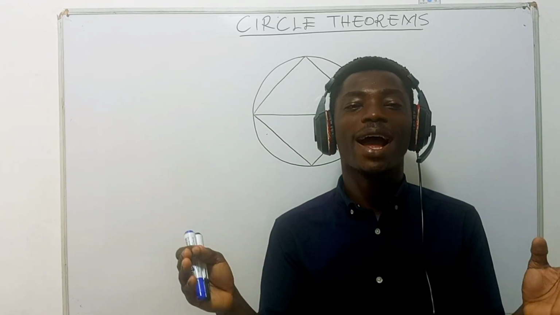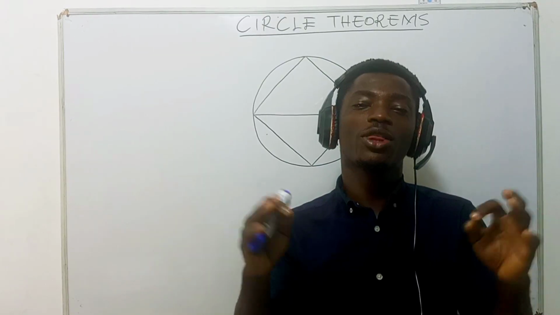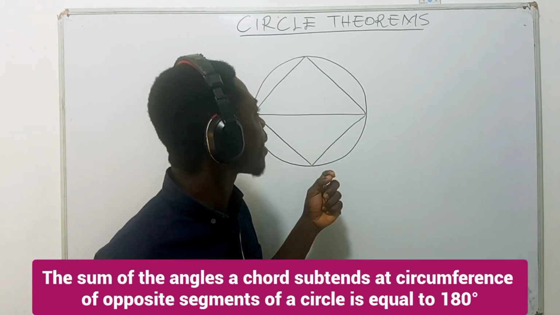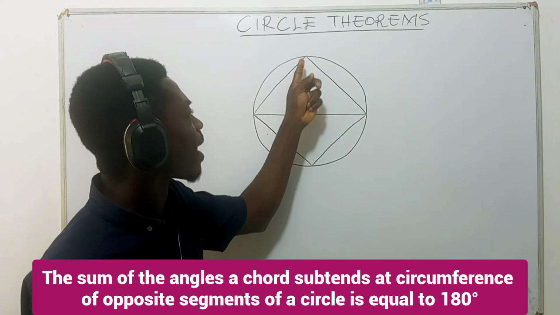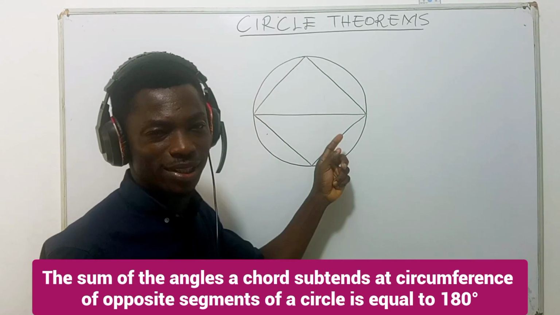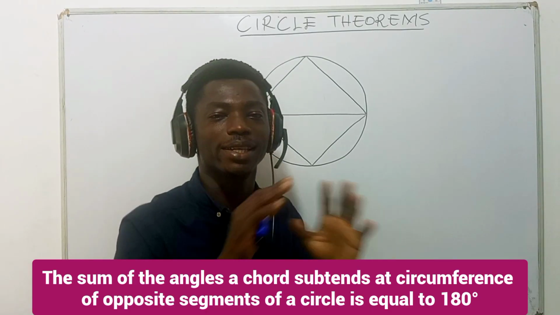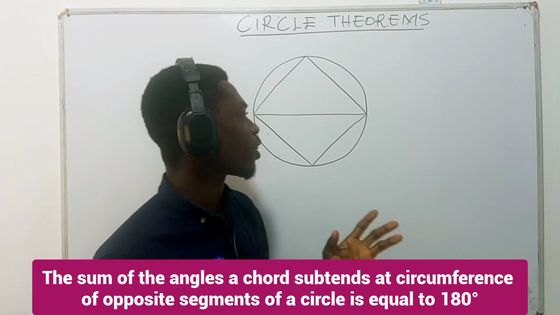All right, so here we are in the third theorem of the circle theorems. What does the third theorem say? It says that the sum of the angles a chord subtends at the circumference of opposite segments of a circle is equal to 180 degrees. So basically, this is what the theorem is saying.